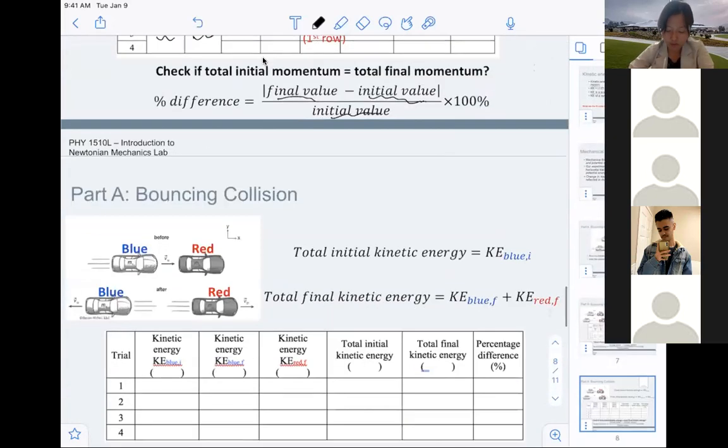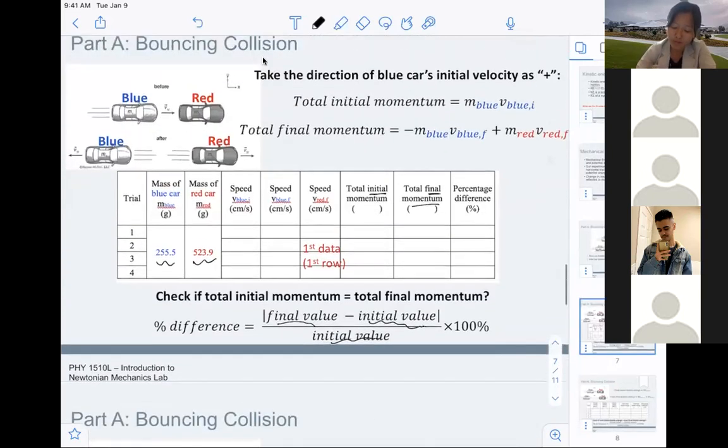Professor? Yeah. Really fast. The final value, initial value, that's initial momentum and final momentum? Yeah, final value means the value for the momentum. Right, okay. Just making sure. Sure. Let me switch back to our video and then we'll watch how they have recorded the data.